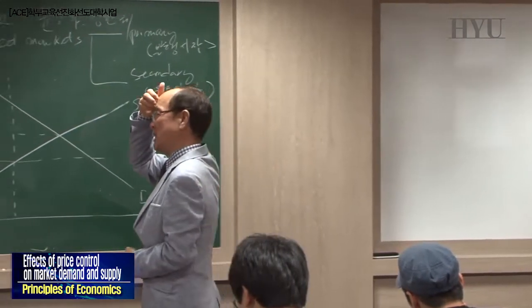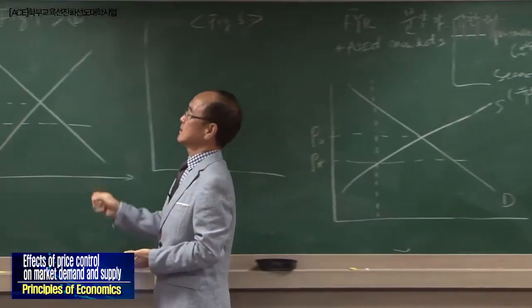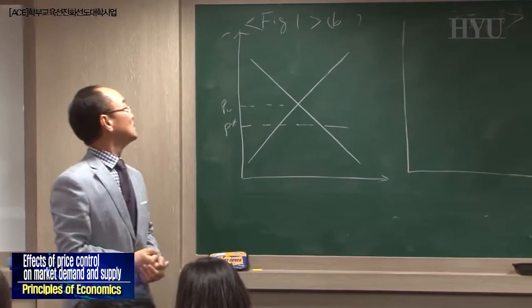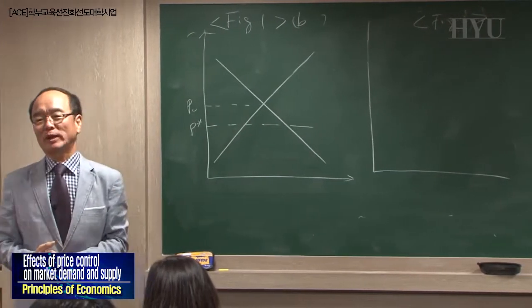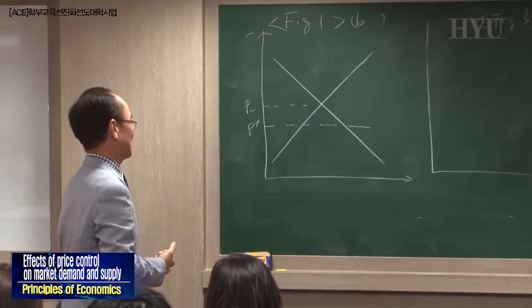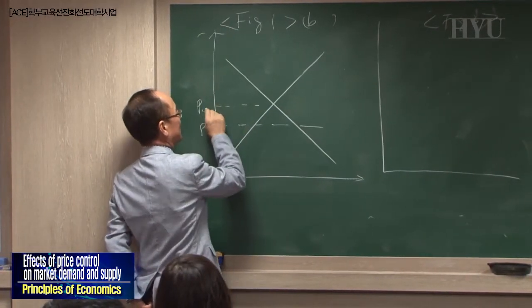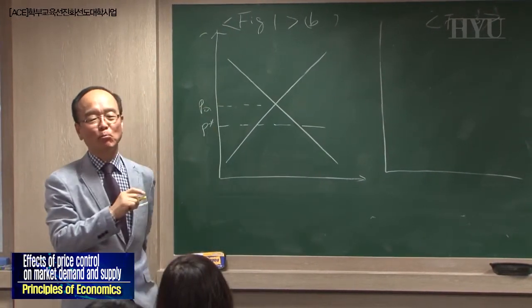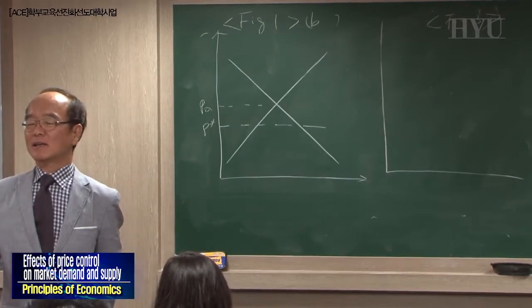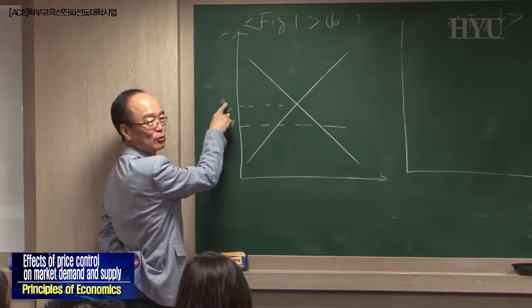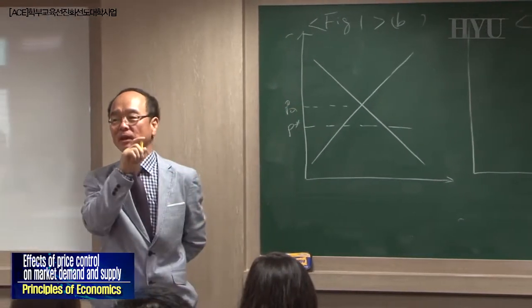Let's attack the ceiling first. I refer to figure one. There are two panels, A and B. The case of A is market equilibrium, right? Market equilibrium means leave the market alone, and the price will turn out to be this. That's market equilibrium. Is that clear?